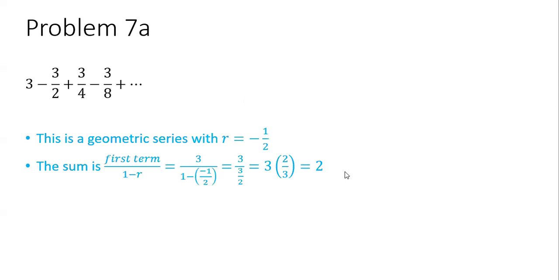We realize that this is a geometric series with r equals -1/2. And we know very well how to find the sum of an infinite geometric series. It's the first term over 1 minus the common ratio. The first term is 3. The common ratio is negative half. So it's 3 over 3 halves, which is 2. That's our answer.